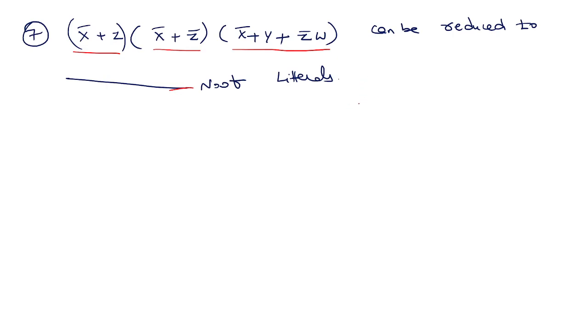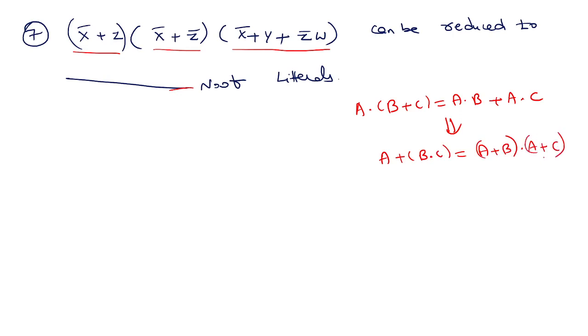See, one thing you need to keep in mind: this is the distributive law, A into B plus A into C. Similarly, there is something called the dual of this: A plus BC is equal to A plus B into A plus C.